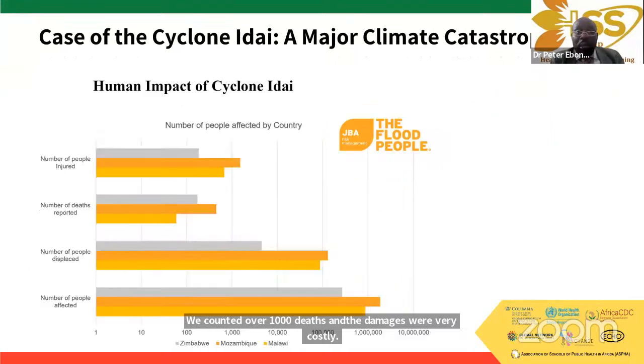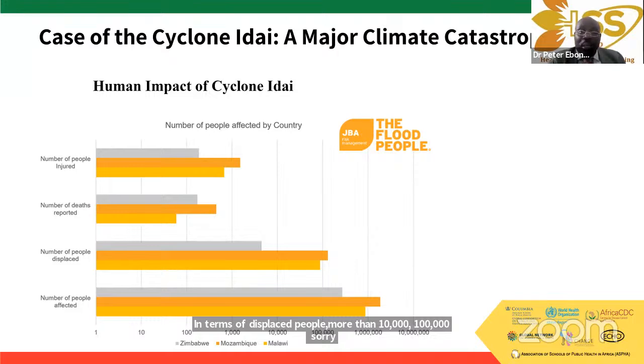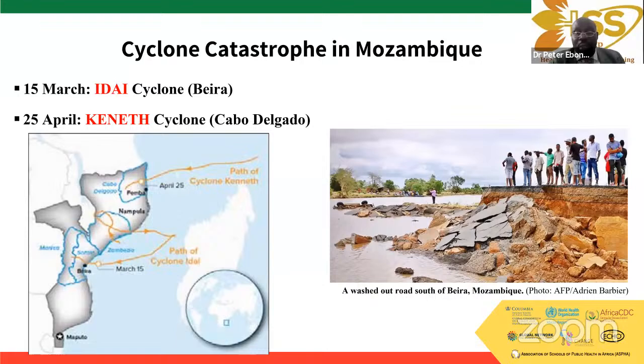In terms of human impact of the cyclone Idai, we got a very high number of people injured in Mozambique. As I said, Mozambique was the most affected country. In terms of displaced people, there were more than 100,000 displaced people, and more than 1.5 million affected people. Unfortunately, in Mozambique, the Idai cyclone didn't come alone. Almost 1 month after the Idai, there was the Kenneth cyclone that also came from the Cabo Delgado side of Mozambique, which really contributed to affecting the country intensely.